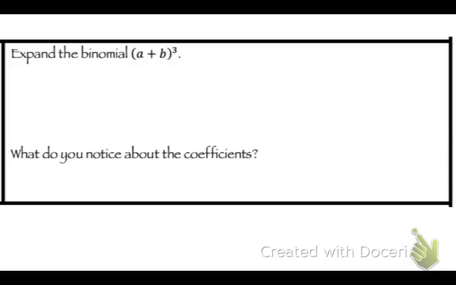Let's get into expanding this. So let's expand this the way that we know how to, and let's write it out 3 times. So we have a plus b, a plus b, a plus b. Now if we expand that first one, that's a squared plus ab plus ab plus b squared, times a plus b. So now we have a squared plus 2ab plus b squared times a plus b.